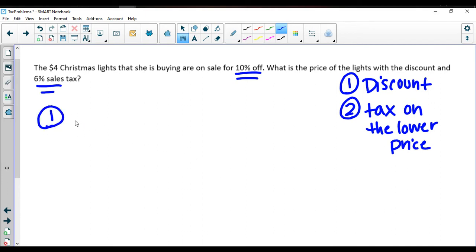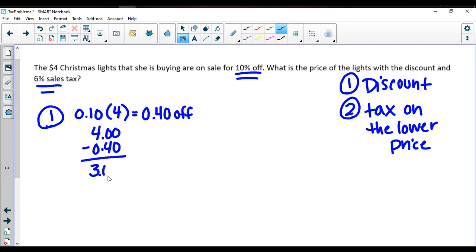So for step 1, we're going to do a discount. This is money that comes off. So again, you have method 1 and you have method 2. Method 1 would be changing your percent to a decimal. So 10% would be 0.10, and we're going to multiply it by those $4 Christmas lights. When I multiply, that's going to give me 40 cents off. Since this is money coming off, instead of adding it on, I'm going to actually subtract it. So my Christmas lights are going to be $3.60.